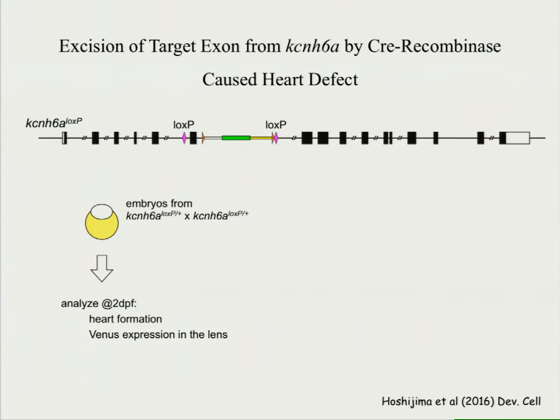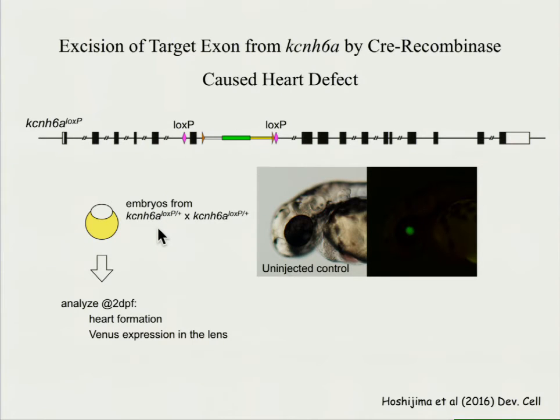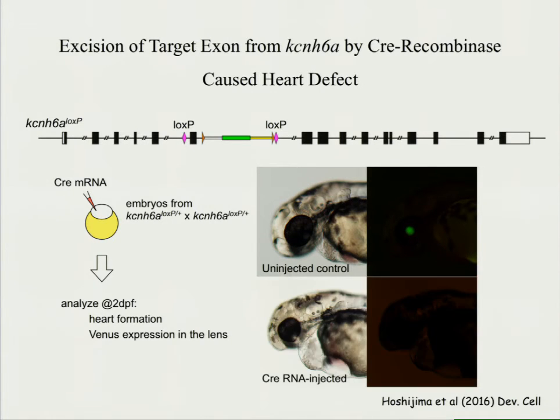First, all embryos from this heterozygote of this allele look normal, and most of them express the Venus in the lens. However, by injection of Cre messenger RNA, this Venus expression is no longer detectable, and the homozygotes show a heart defect with cardiac edema. So these results indicate we could make a conditional mutant mediated by Cre in zebrafish.